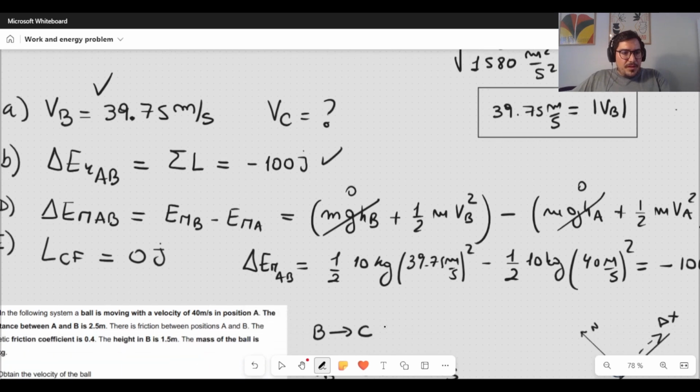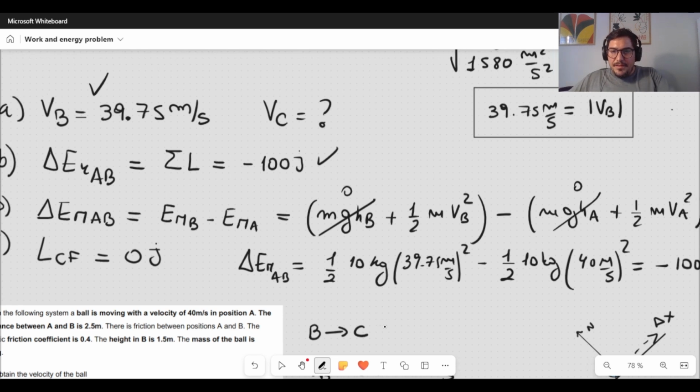Okay. What about items D and E? In item D, obtain the change in the mechanical energy between A and B, and then between B and C. We are going to answer between A and B. Change in the mechanical energy. The change in the mechanical energy is the mechanical energy in B minus mechanical energy in A.